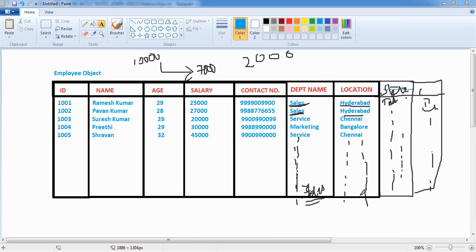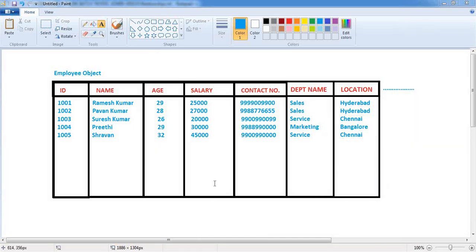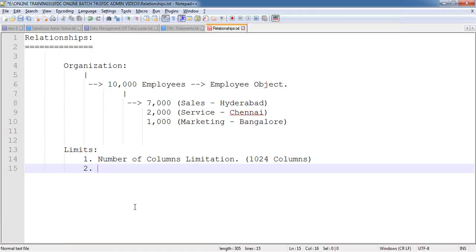Whenever I store the whole information of my application inside a single table, the second problem is redundancy, that means duplication. The same data will keep on being stored inside my table again and again. So the second problem arises as the redundancy problem or the duplication problem. Duplicate data will keep on being stored inside my table here. This is the second problem: redundancy and duplication of data.